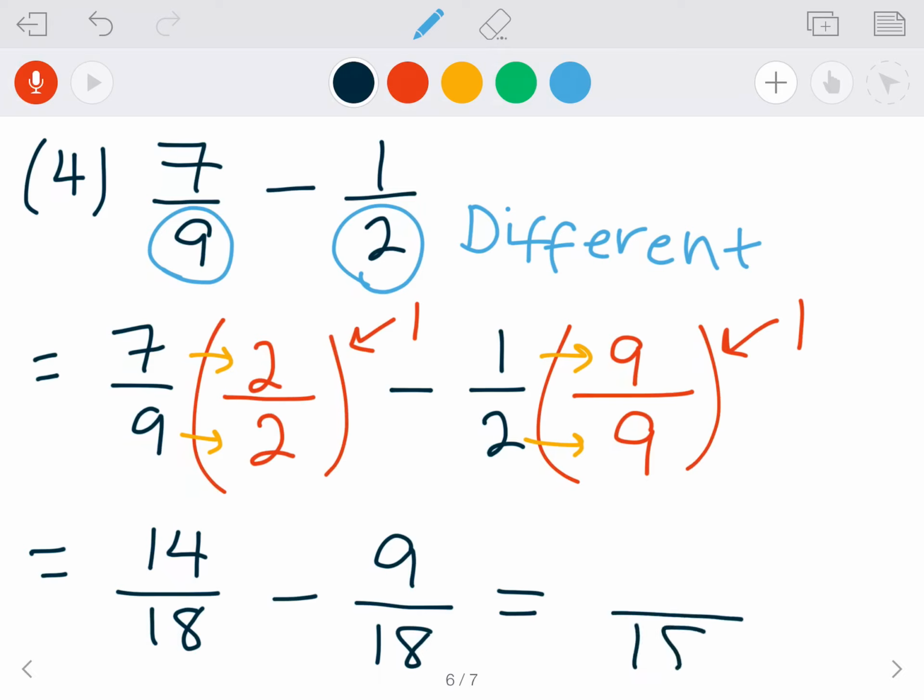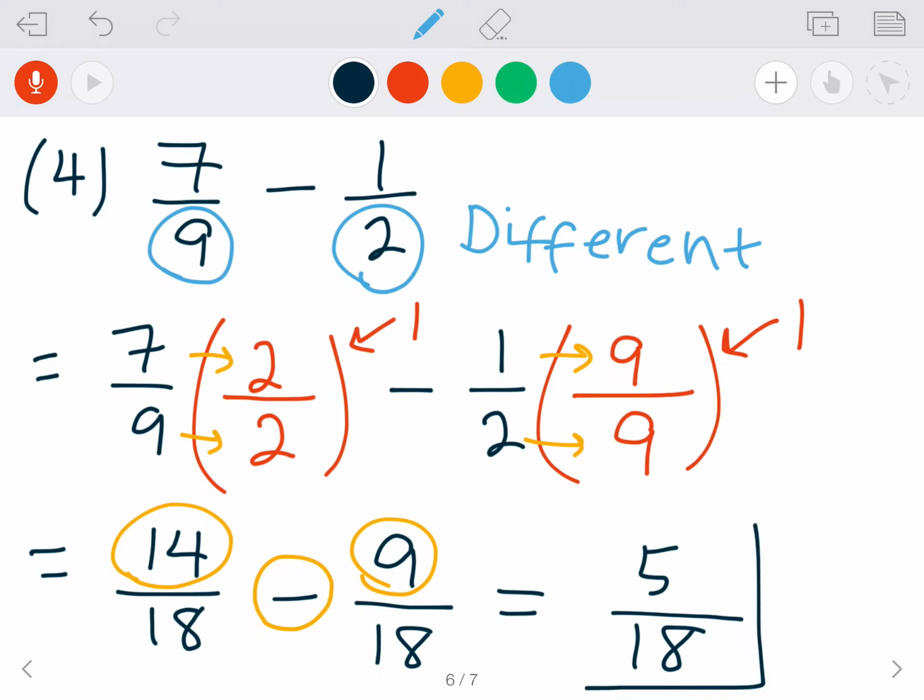Keep that 18. Our numerators are 14 and 9. This time we are subtracting, so 14 minus 9 gives us a 5. And 5 and 18 do not share any common factors other than 1, so this is fully reduced.